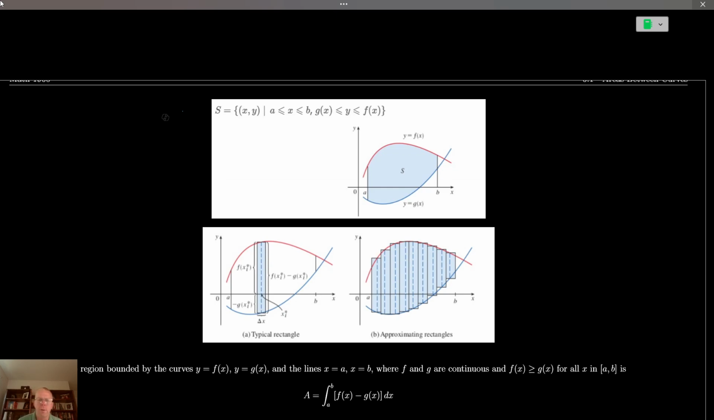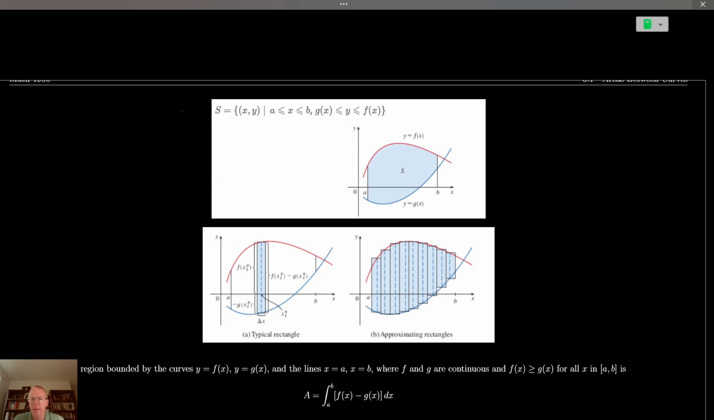If two graphs intersect and create a closed region, how can we find the area between them? That's what we're talking about in this section. This is really just extending the idea of the integral that you learned at the end of Calculus 1, so it's not going to be much more than what you already know how to do.